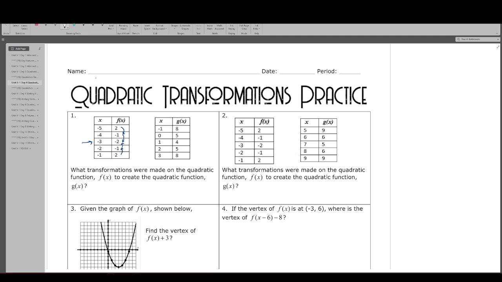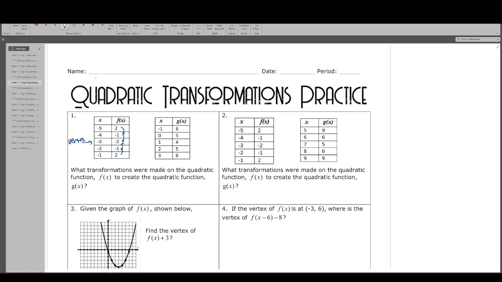So you can also see that it's kind of like symmetric, right? The y numbers above and below are the same. So this point here is our vertex, and that is the most important thing for us to know when we're looking at a quadratic in a table. So we had f of x, and we're changing to g of x.